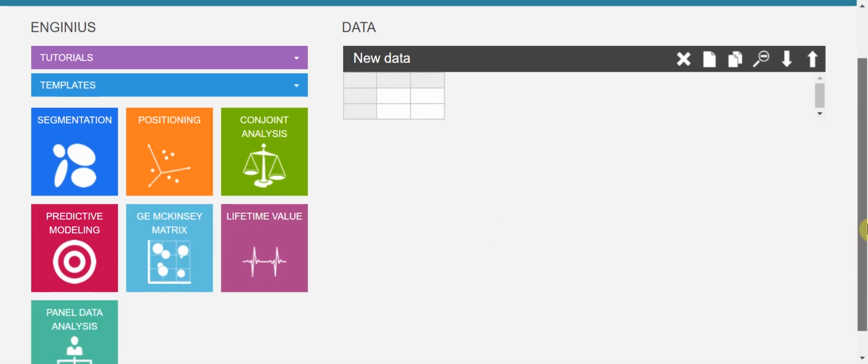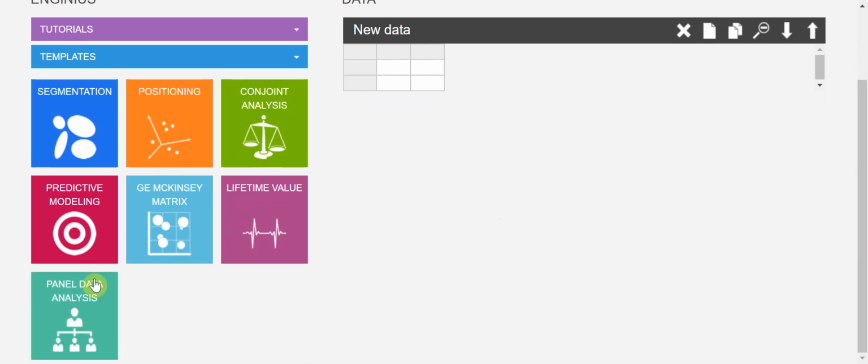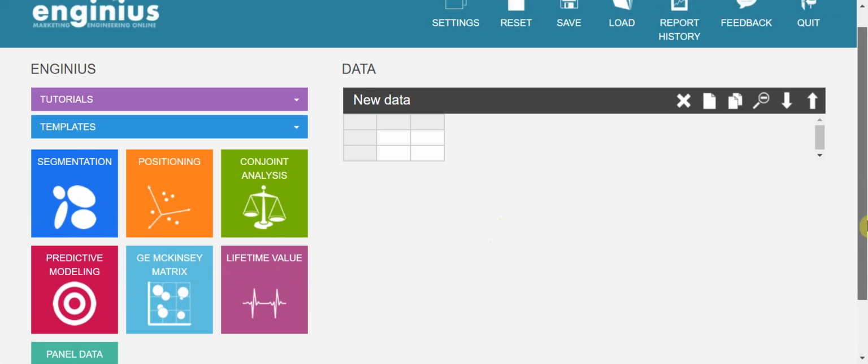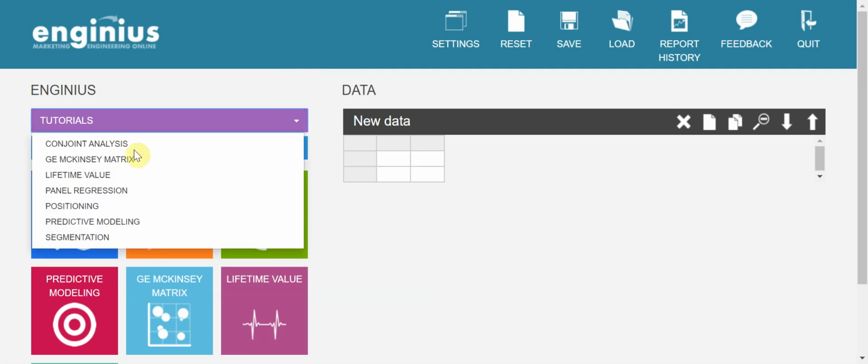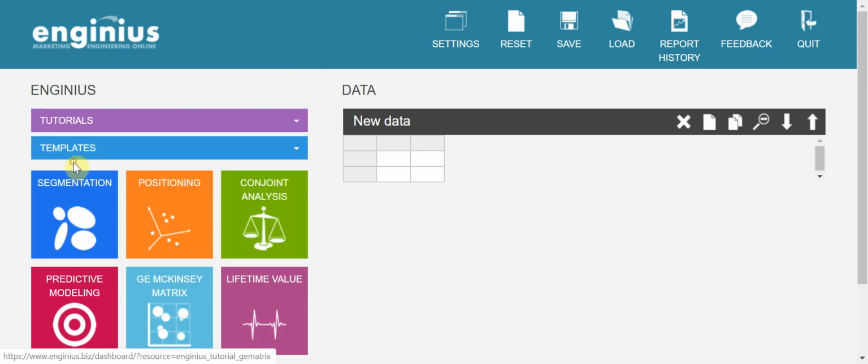And in this version, we have 7 different techniques, and this is a very simple interface, right? So no problem to learn. We can learn all the things within like 5 or 10 minutes, no problem. So as an introduction, let me show you the first technique, right? GE McKinsey Matrix.